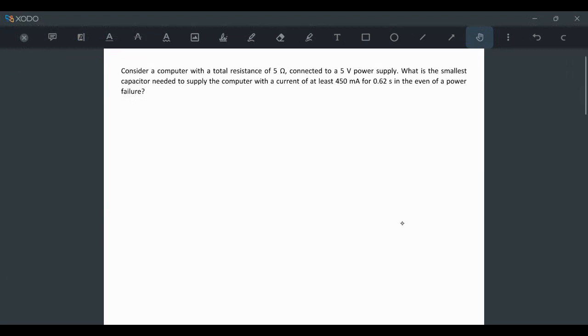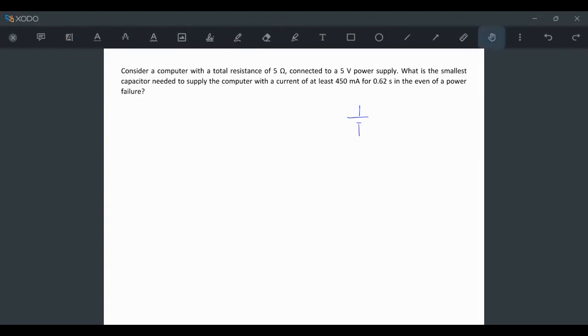So what's really going on here is we have a 5-volt power supply. And the way we model a lot of electronic components that are a load or draw current is as a resistance or a resistor. So there's a resistor that's our simple model for this computer, connected to a power supply.